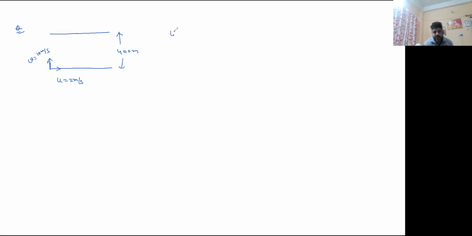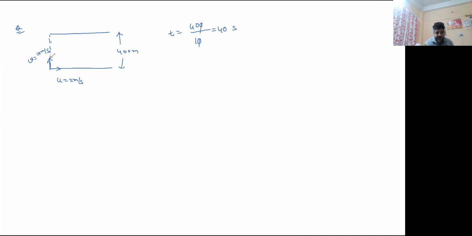See, there can't be an easier question than this. Width of the river is 400 meter, and the velocity along this direction is already given at 90 degrees, so I don't have to take cos theta. So we can write directly 400 by 10. So my answer is 40 seconds.